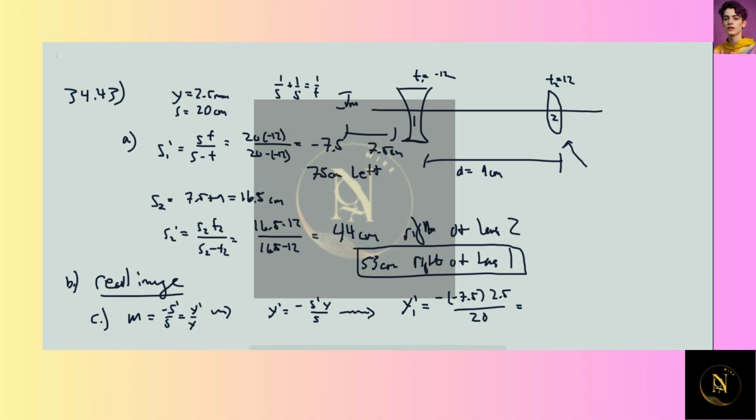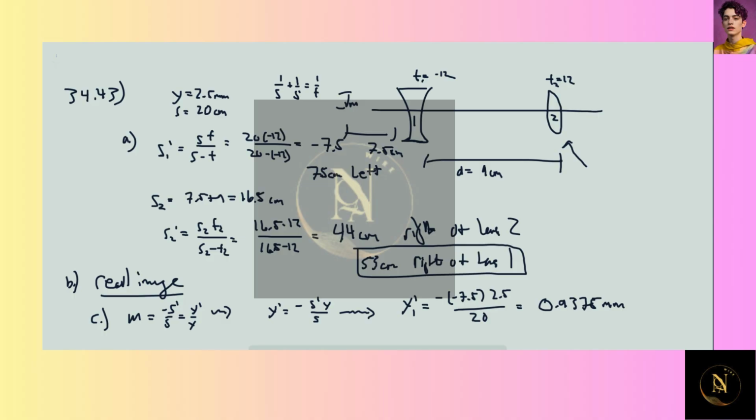Let's plug that in our calculator: negative negative 7.5 times 2.5, divided by 20. This is 0.9375, which is in millimeters. We can see that it's positive, so that means it's upright.